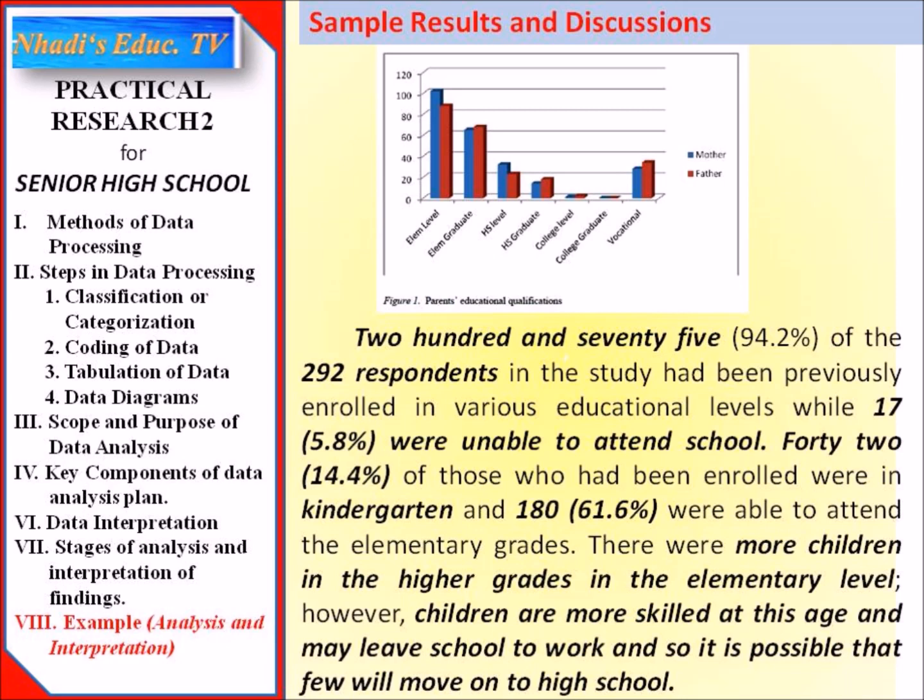What you see now is Figure 1, the parents' educational qualifications presented in a bar graph. You can visualize there the mother and the father, or the parents of the children, whose educational qualifications or backgrounds are presented. We start with the elementary grade, high school graduate, college level, college graduate, and vocational.